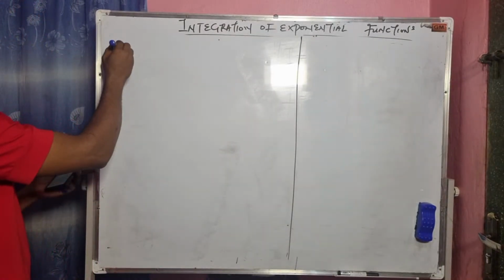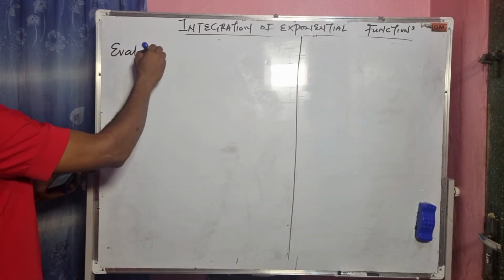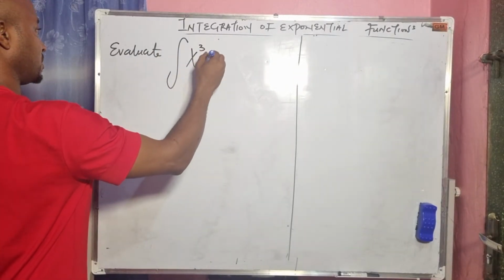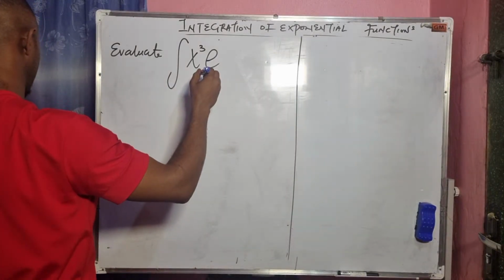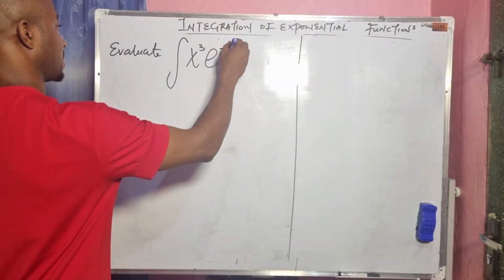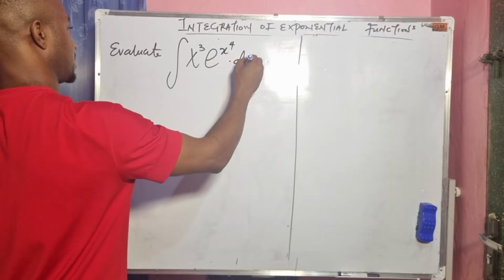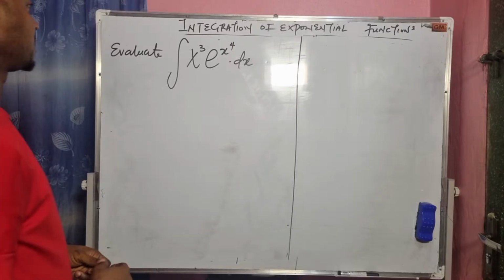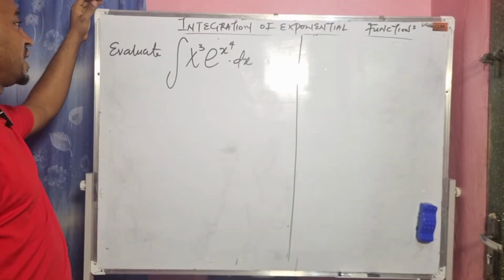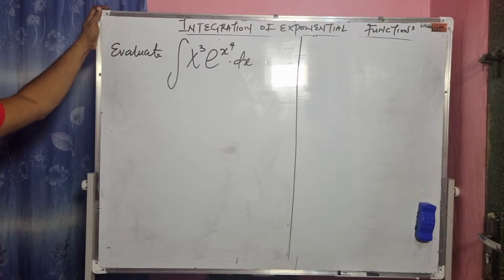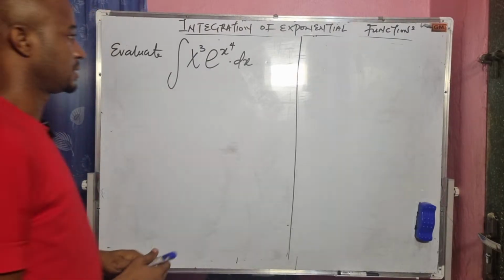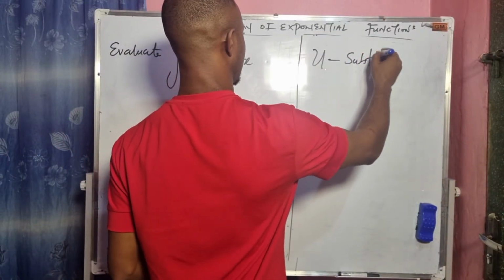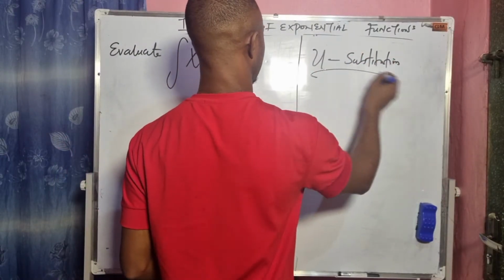Here we are asked to evaluate the integral of x cubed e to the power of x to the power of 4 dx. Yesterday we learned the direct substitution, called u substitution, is that not?